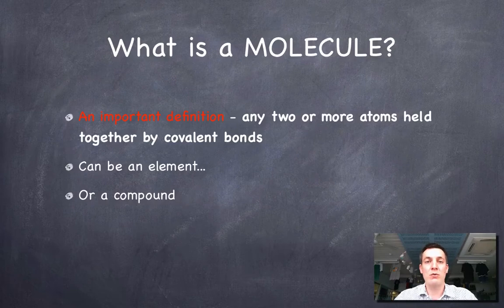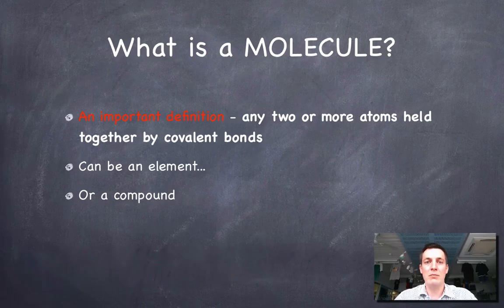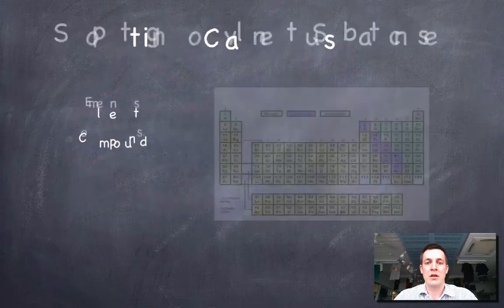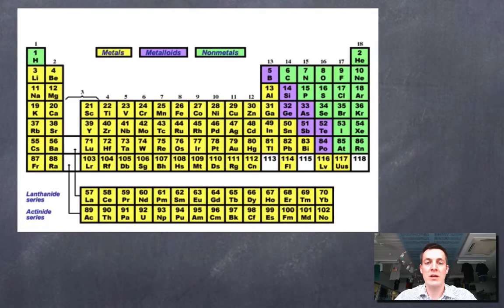Now a molecule could be an element, so my two or more atoms could be of the same kind, or it could be a compound, in which case my two or more atoms would be of different kinds. But the key point about molecules is that they have to have covalent bonds in them. Now, when we're trying to spot whether a substance will have covalent bonds in it or not, we need to be familiar with the different regions of the periodic table.